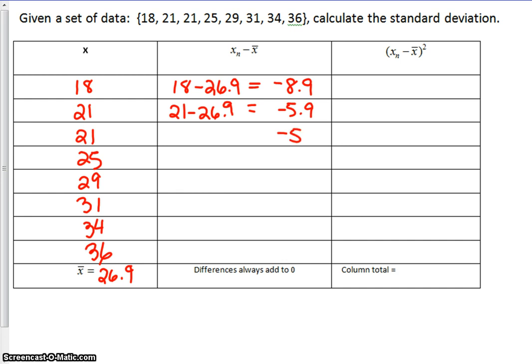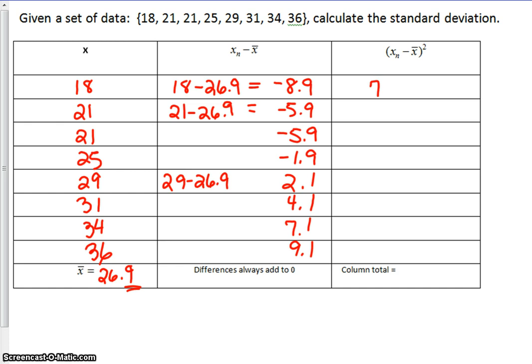Same thing here, it would be negative 5.9. This would be negative 1.9, 2.1, 4.1, 7.1, and finally 9.1. So here it would be like 29 minus 26.9, so that's why we get a positive value. Even though you have a negative value, when you square it, it becomes positive. Now these all add up to really close to 0. It shows 0.02, and I rounded here, which takes it off by a little bit, but it comes really close to 0. So I'm comfortable that our values came within a really acceptable range.